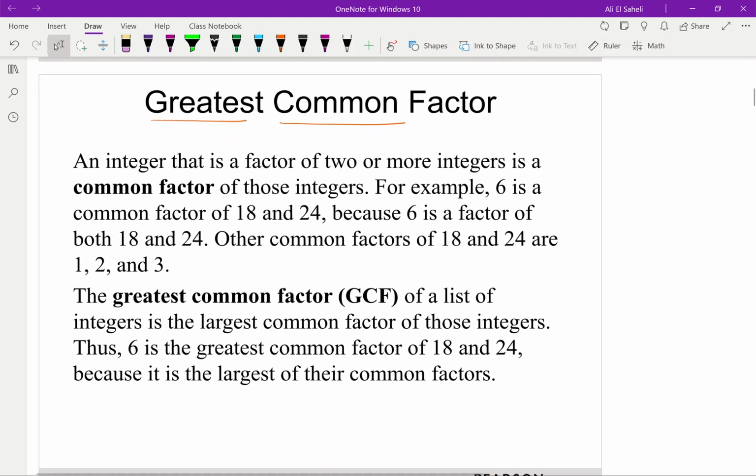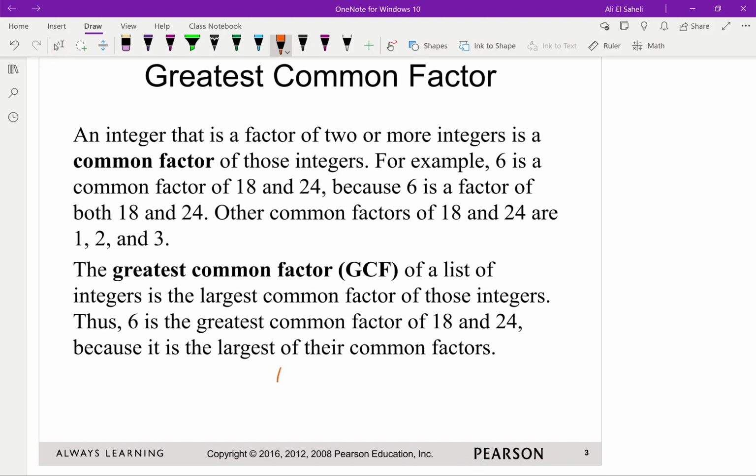The greatest common factor. So now what we need to find is the factor that is common to both numbers, or to a list of numbers, but it is the greatest common factor. It may not be necessarily the greatest factor in a specific number, but it is the greatest common one. An integer that is a factor of two or more integers is called a common factor. So first we start with common factors.